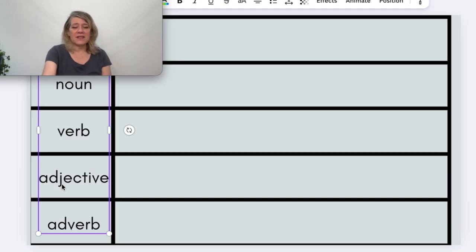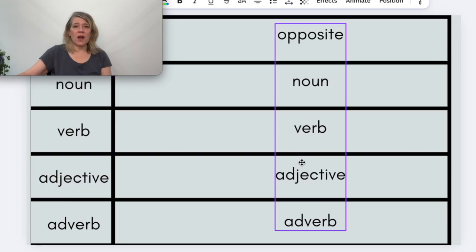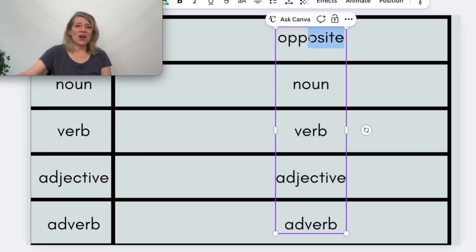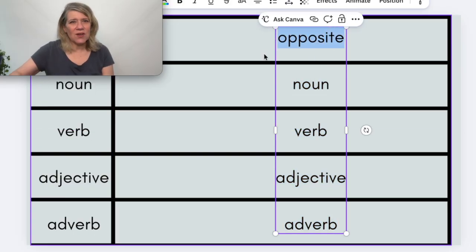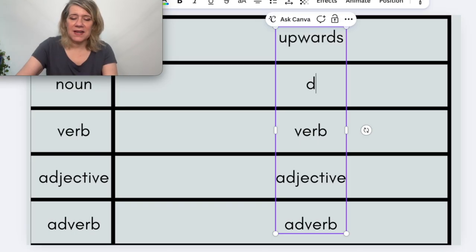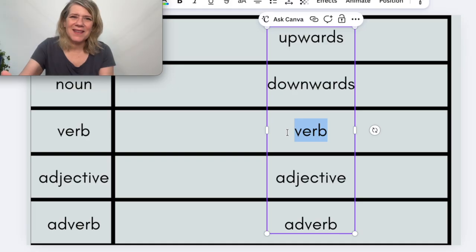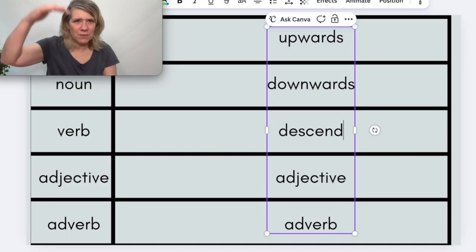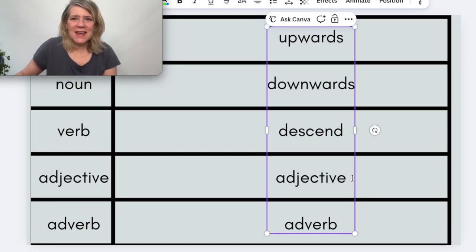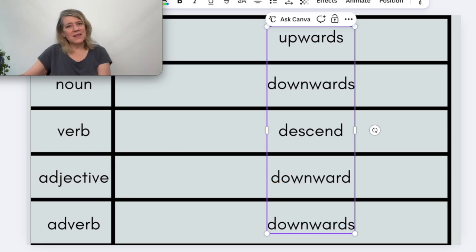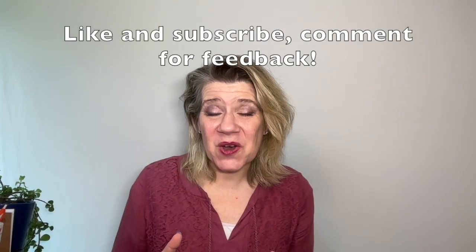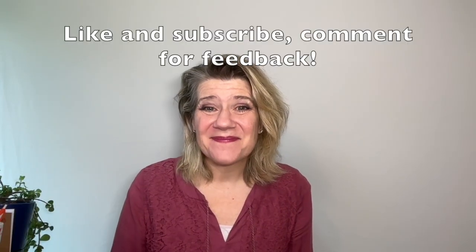The opposite of downward is upward or upwards. And it has all of the same connotations, only the opposite as downwards. The noun, I would say, is downwards. The verb is descend. It's to move from a high place to a low place. The adjective is downward, and the adverb is downwards. Downwards. I really hope that you enjoyed this word.